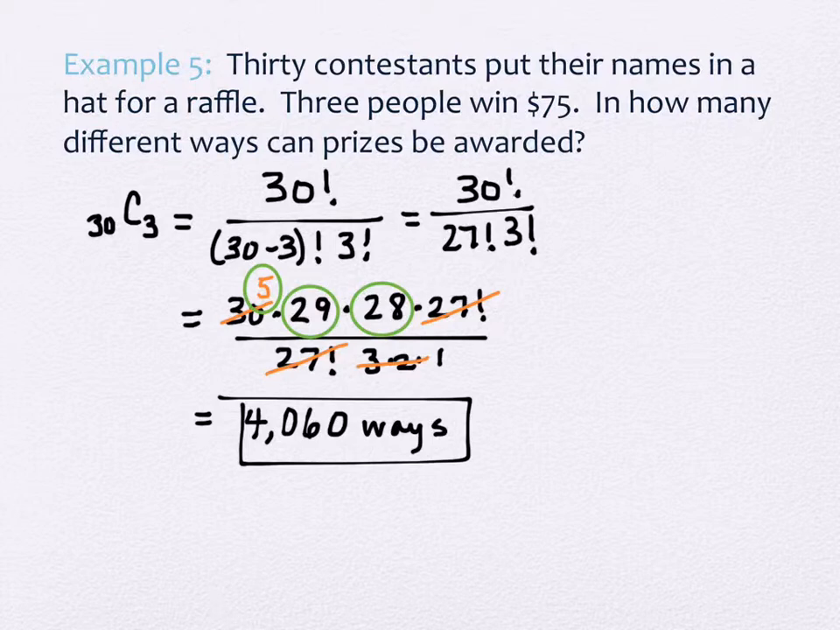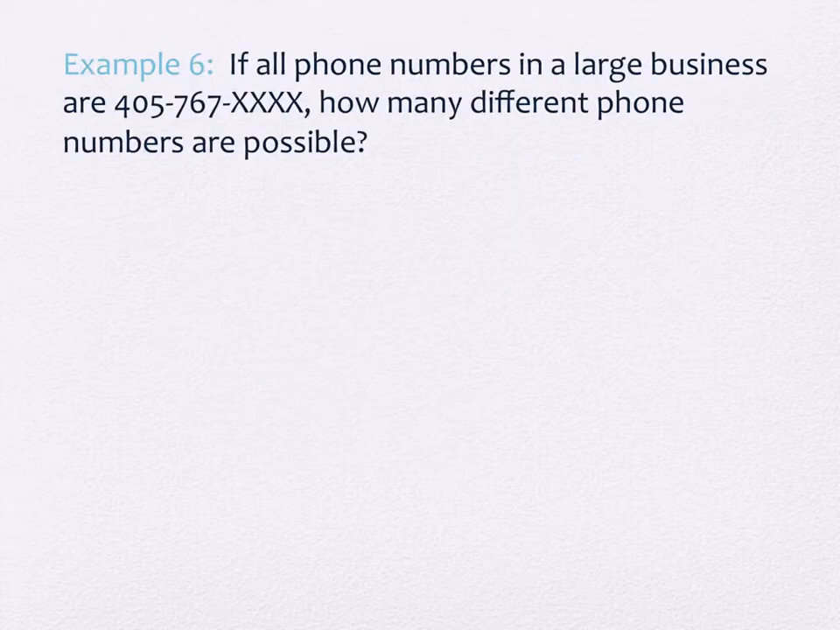So the first one that we're going to look at is an example of a phone number, I believe. If all phone numbers in a large business are 405767 and then 4 different last digits. That's how OBU campus is. All our numbers here are 405, and then they're 585, I think, now. I think they changed them all over finally. So it's just the last 4 numbers that are different. The question is, then, how many different numbers are possible in this scenario? So what do you think?